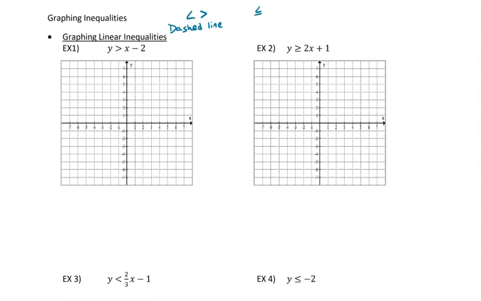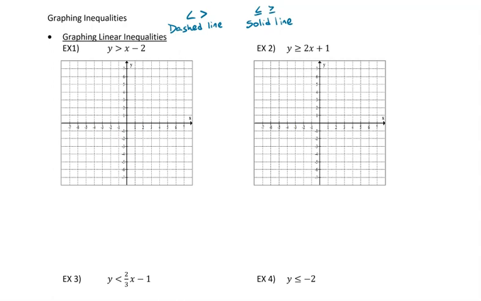If we have less than or equal to or greater than or equal to, we are going to make a solid line. The second difference is we're also going to be shading, but we'll deal with that whenever we come to it. All right, so let's look at example 1.